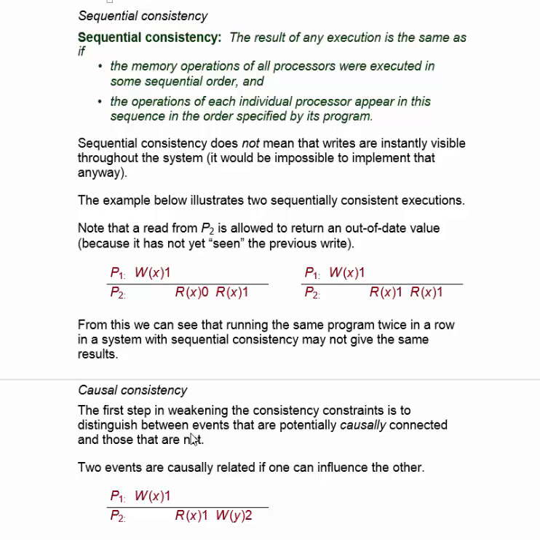everywhere in the system. That, of course, is impossible to implement, the speed of light being what it is, and so that's not what it means. We can take a look at a couple of sequentially consistent actions, one of which appears that it might not be what sequential consistency requires, but on further examination it turns out that it's just fine.